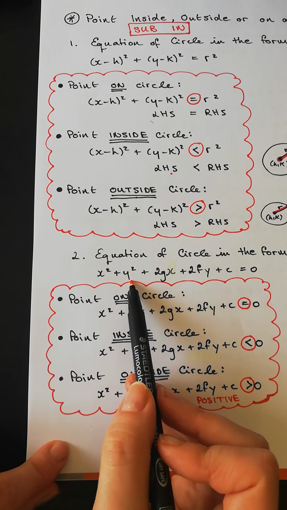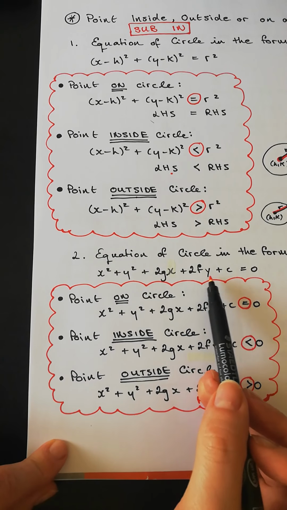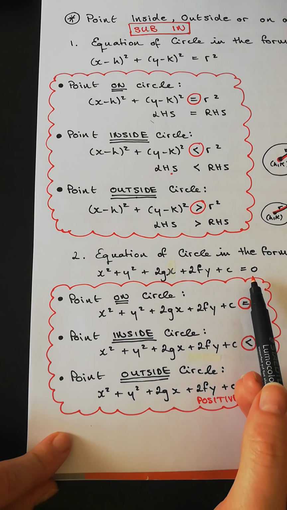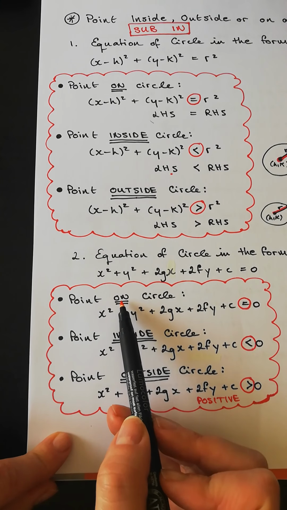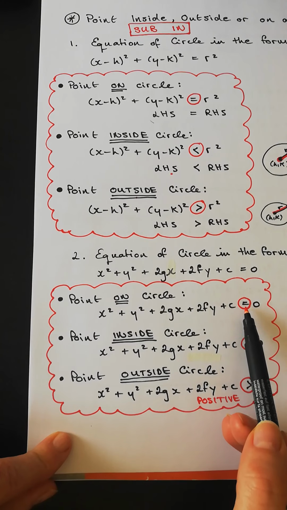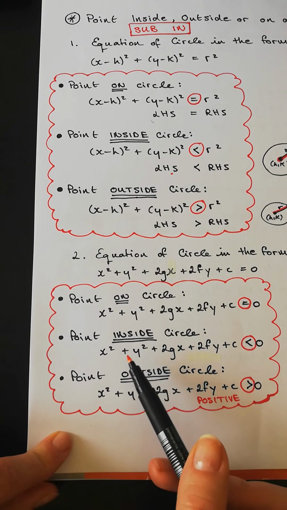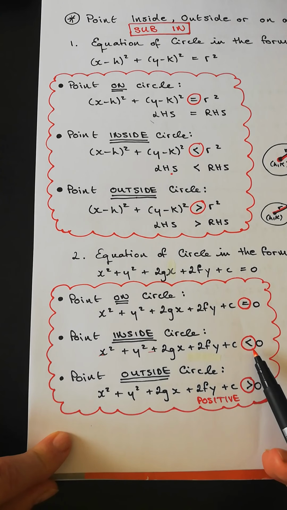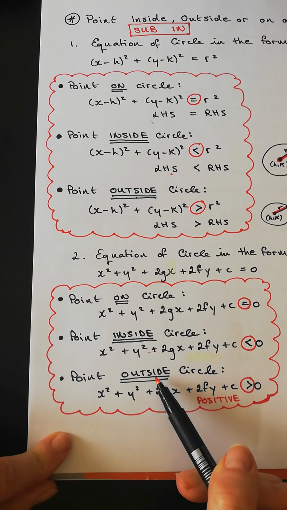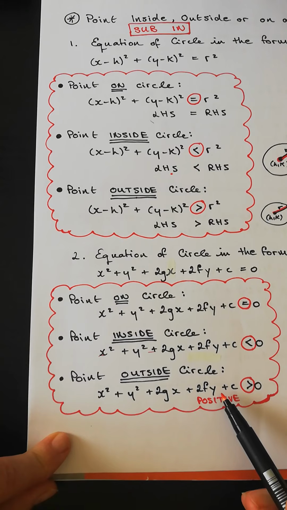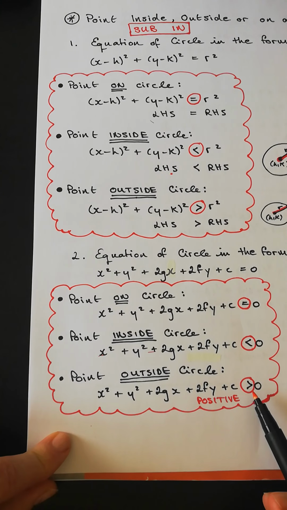Okay, we can do the exact same if we're working with the equation of a circle in the form x squared plus y squared plus 2gx plus 2fy plus c equals 0. You just sub in your point. On the circle, left hand side will be equal to 0. Inside the circle, left hand side will be less than 0. Outside the circle, left hand side will be greater than 0.